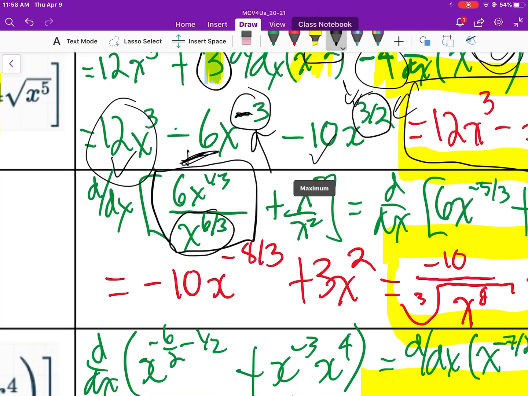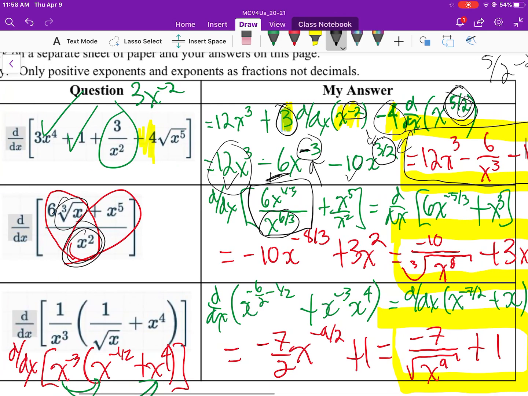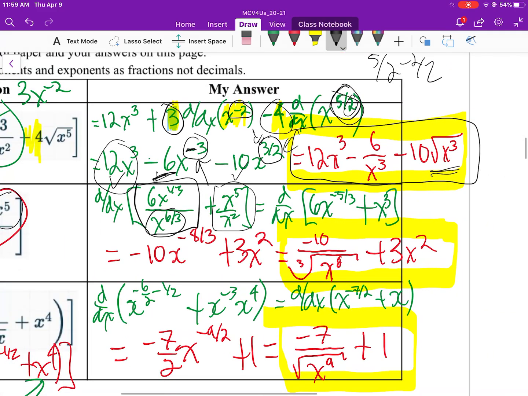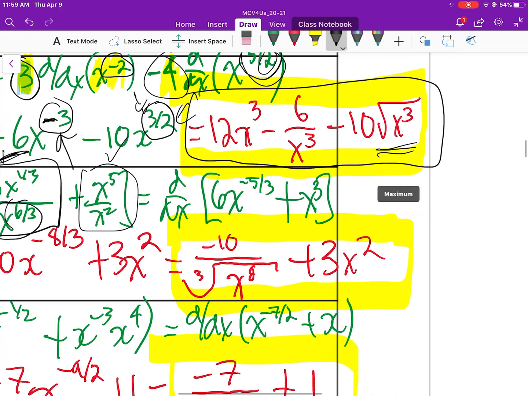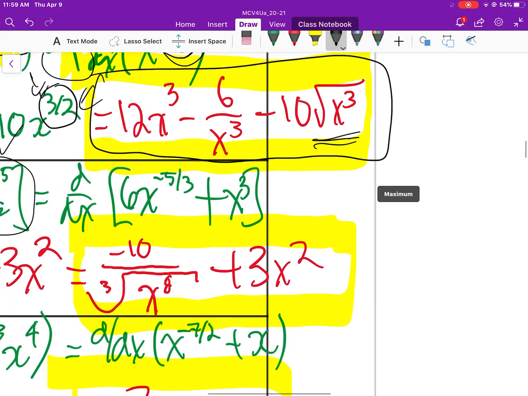Why did I do that? To get a common denominator, so I could subtract. Okay, and then on the other side, it's just x to the 5th divided by x squared, which we can see right here. I still haven't differentiated yet. I'm still simplifying. So when I divide and I have the same base, I subtract exponents. So that's 1/3 minus 6/3. So that becomes 6x to the negative 5 over 3.